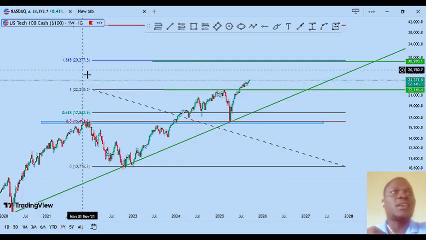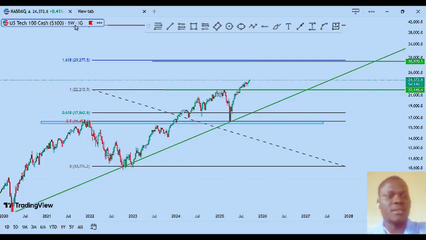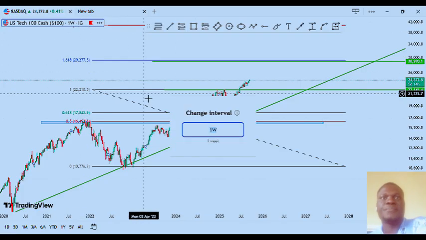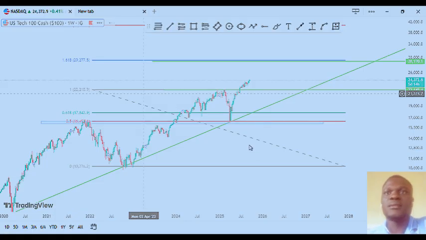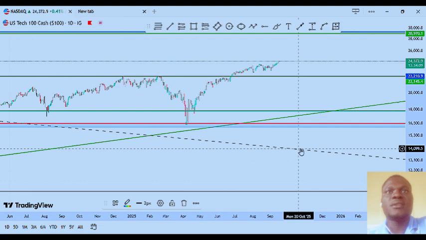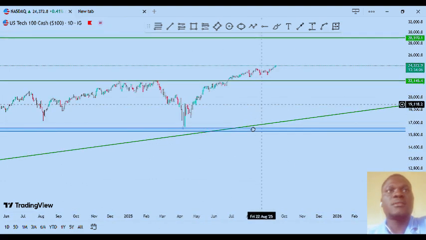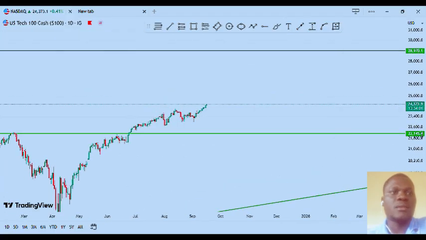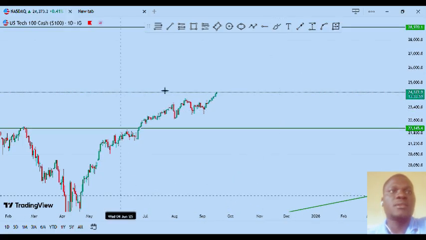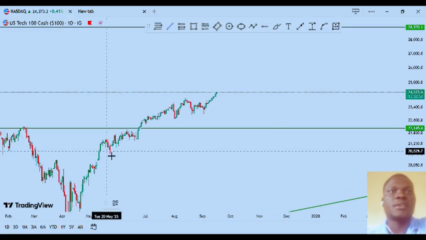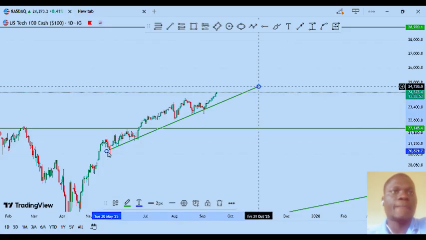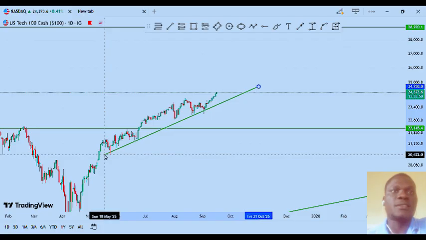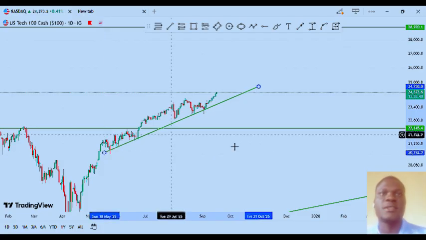Now let's see how we can jump in on this Nasdaq trade. Let's go on the daily time frame. Let me delete this Fibonacci retracement. Daily time frame. Then Nasdaq, see a trend respecting this trend line. It's respecting this trend line, bro.